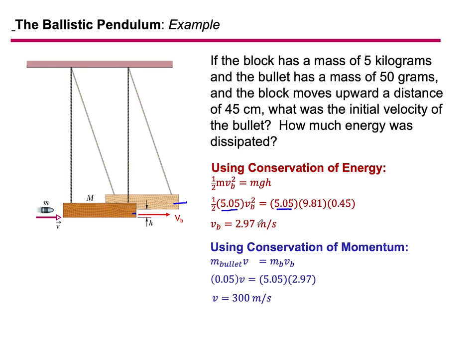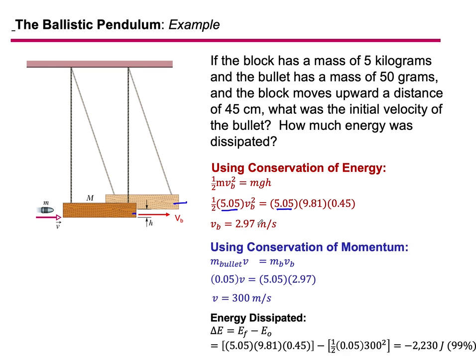Finally, how much energy was dissipated? Well, to do that, all we need to do is compare the final energy to the initial. The final energy was just MGH. The initial energy was the kinetic energy of the bullet. And you'll discover a huge amount of energy was lost: 2,230 joules. That's roughly 99% of the initial kinetic energy of the bullet.